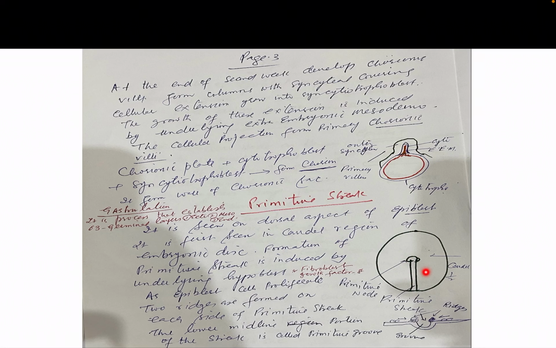If you divide the epiblast, the caudal half, up to this level. In the cranial half, it doesn't occur. It is the lower half where the cells start proliferating and collecting in a heap of cells, which are the two gatherings of cells that appear.